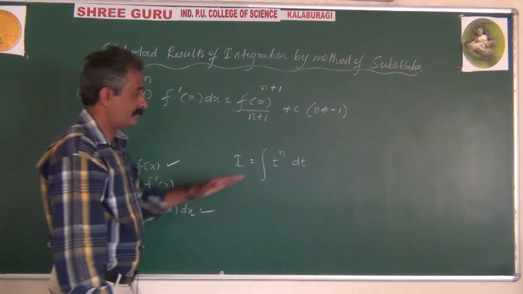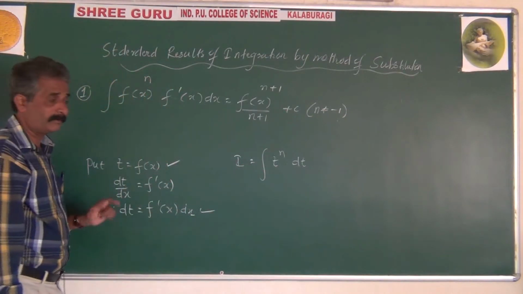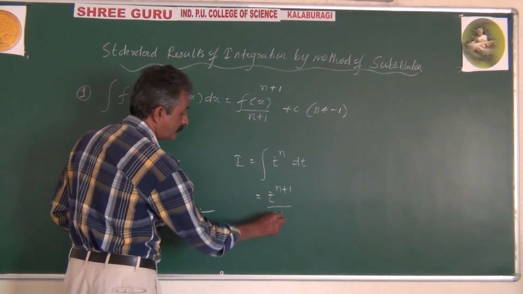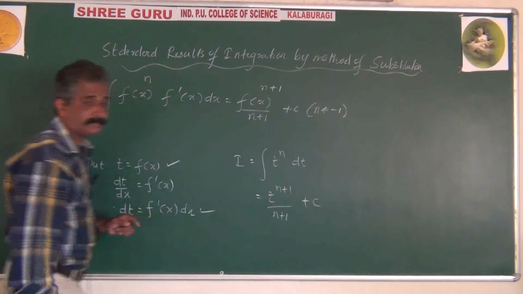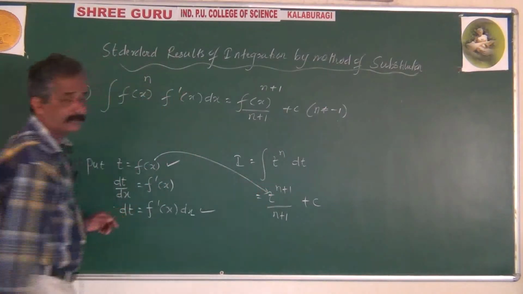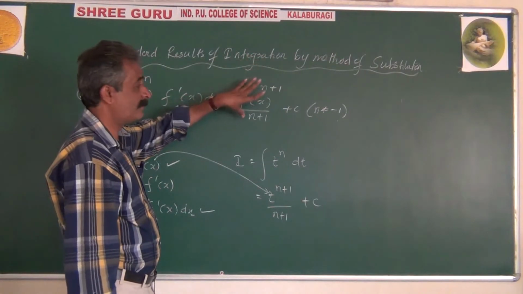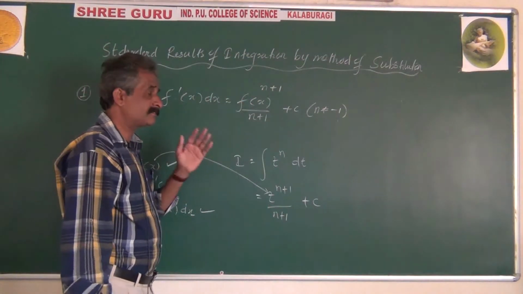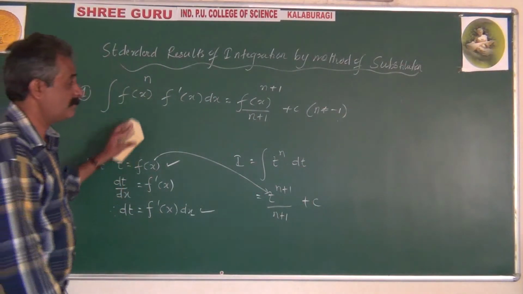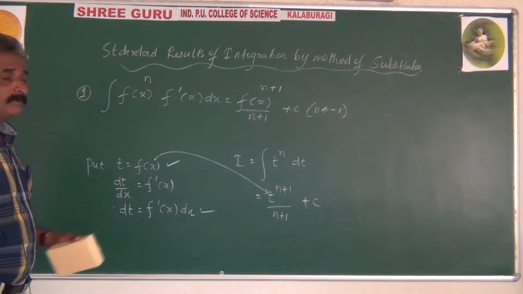Now it is just like integration of x power n, which is x power n plus 1 by n plus 1. Here it is t power n plus 1 divided by n plus 1 plus c. Replace back the value of t, where t is f of x. So the result is f of x to the power of n plus 1 divided by n plus 1. Like this, we still have three more standard results using method of substitution. These will definitely help in saving time in the upcoming problems.